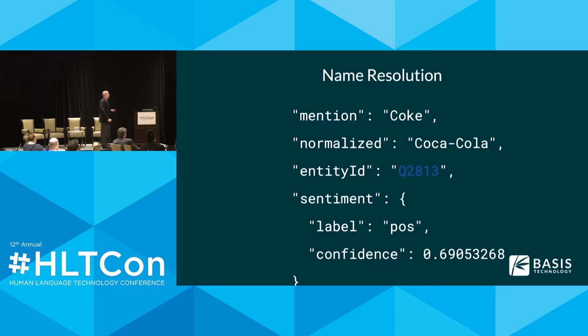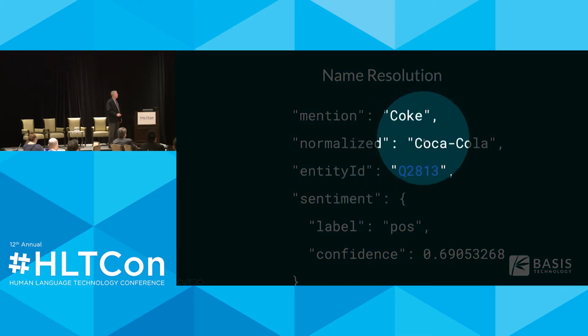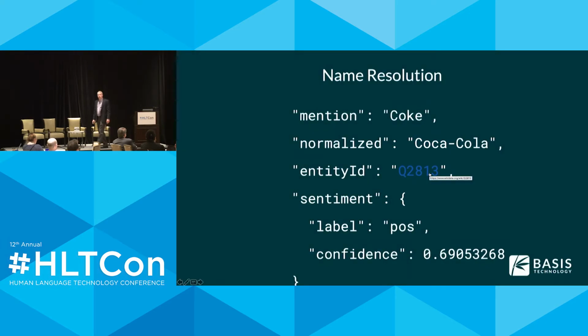What we want, I'm digressing a little bit here, is the ability to take Coke, which is not quite the exact rendering of the formal entity, Coca-Cola, map the two, and give an entity ID to it. I'll just say this is coming.